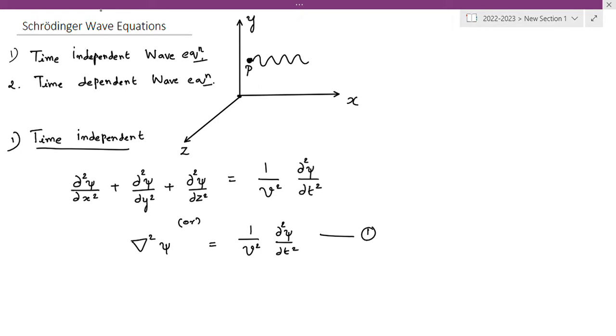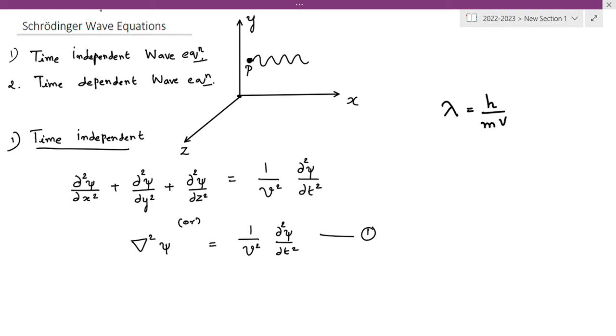There are two forms of Schrödinger wave equations: time-independent and time-dependent wave equation. Here, Schrödinger incorporated the expression of de Broglie's wavelength, lambda is equal to h by mv, in the classical wave equation for a moving particle, and he obtained a new wave equation called Schrödinger wave equation. Now we are going to see Schrödinger's time-independent wave equation.